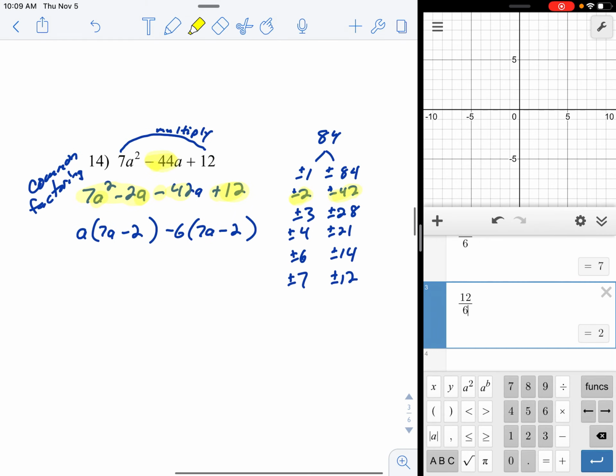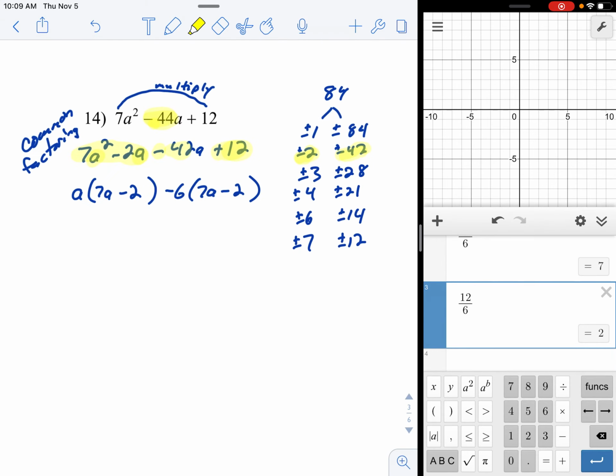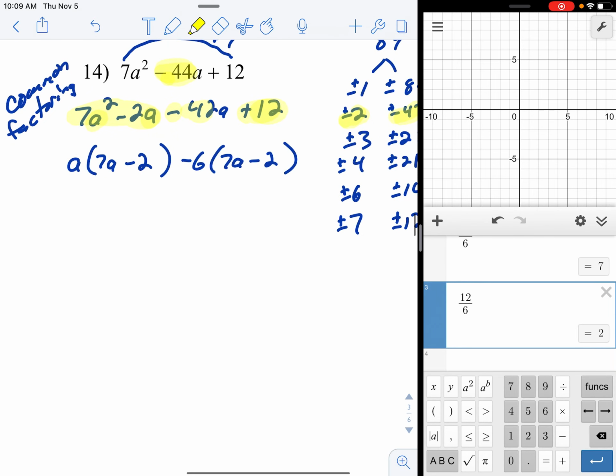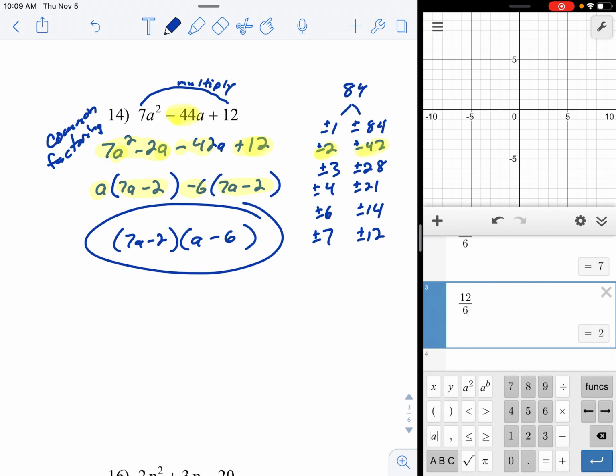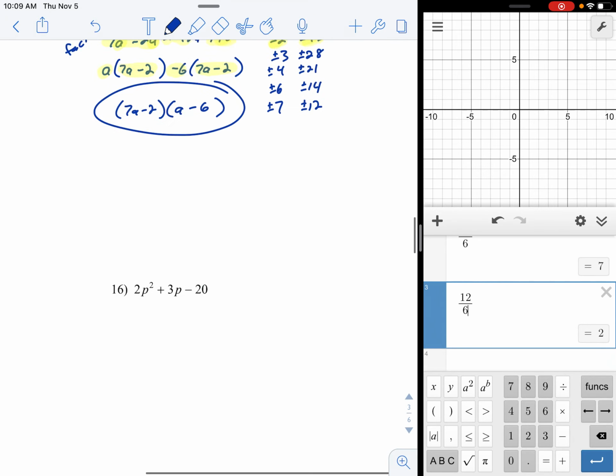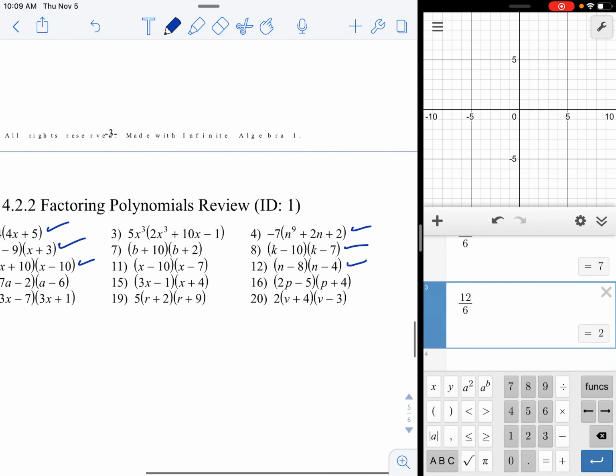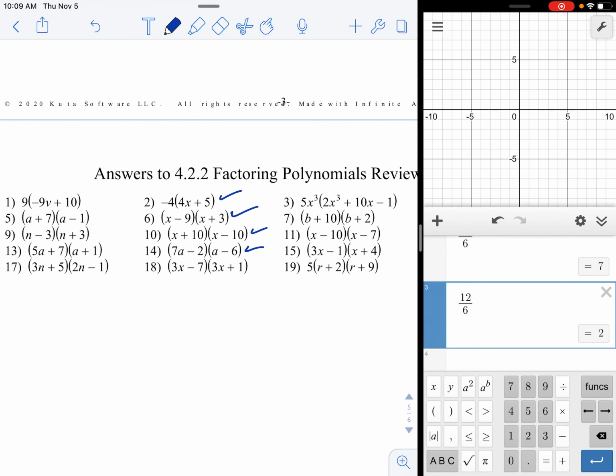So this is getting deep. This is a very complicated method for doing this. Again, if you have another, go for it. But we're about halfway through this. Do you see how these two sets of parentheses match each other? That means 7a minus 2 is half of our answer. Remember, we're trying to do something that looks like a FOIL method here when we're done. So 7a minus 2 and 7a minus 2 match. That's half our answer. The other half of the answer is the a and the minus 6. A minus 6. If you FOIL that together, you will go back to the original problem. Let me check number 14 just to show. There it is. All right.